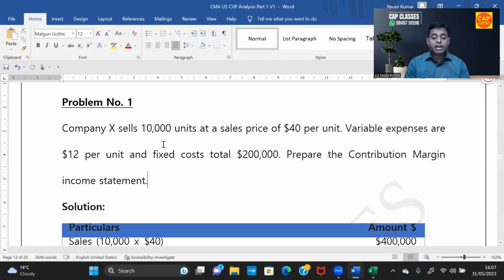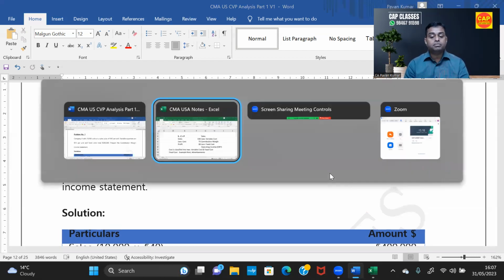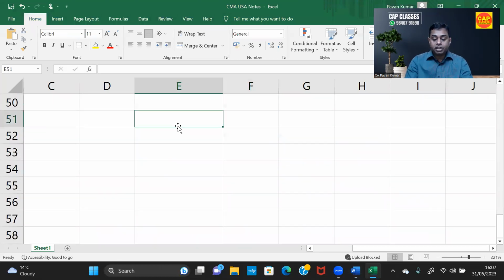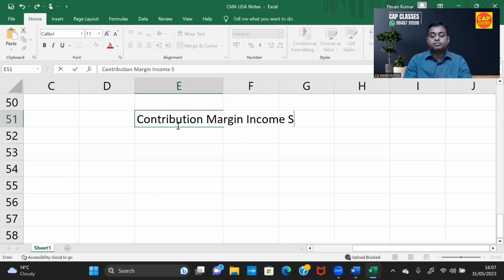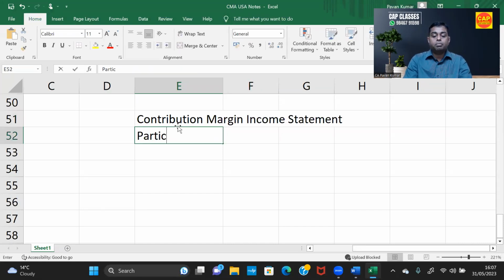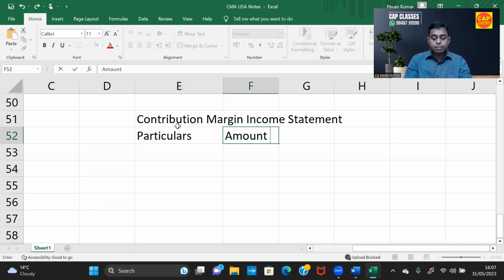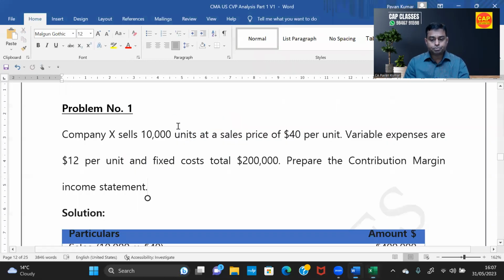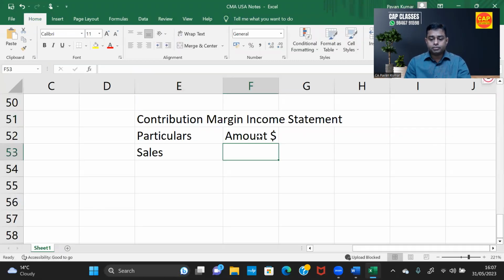$200,000. Okay, so company X sells 10,000 units, sale price 40, variable expenses 12 per unit, fixed cost total $200,000. Prepare contribution margin income statement. Shall we do it? Put the heading contribution margin income statement. Under that, write down particulars, amount in dollars. First, we'll write sales: 10,000 into 40.